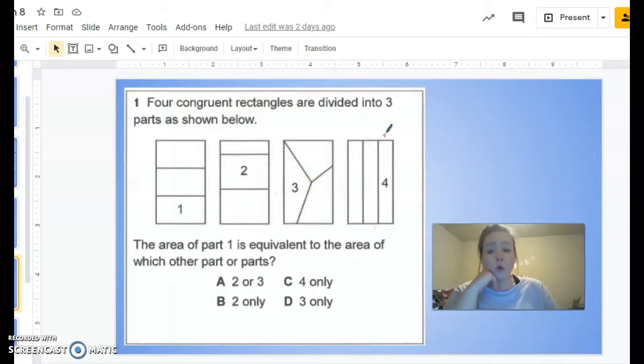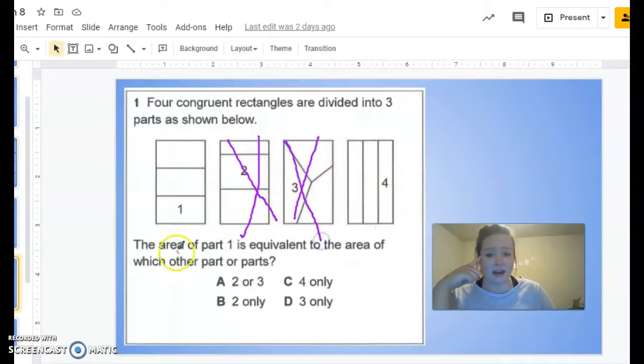Now, the area of part 1 is equivalent to the area of which other parts? Well, this second one right here, those are not all the same size. Each part is not the same size. That is not going to be your answer. These 3 are not all the same size. That is not going to be your answer.